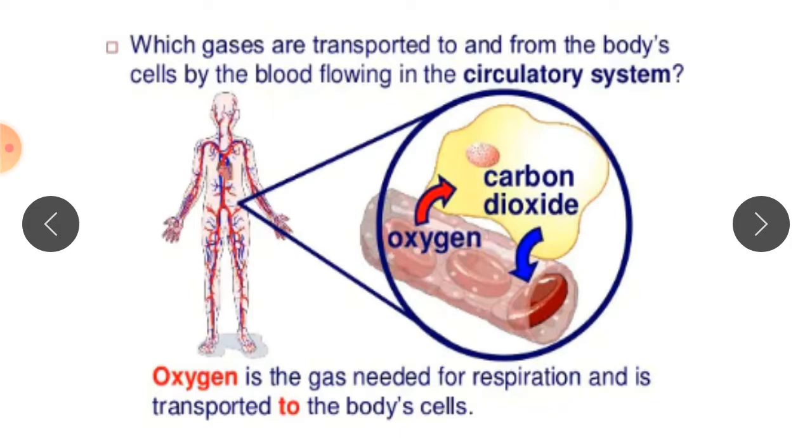Now the question arises: which gases are transported to and from the body cells by blood flowing in the circulatory system? Students, we know that we inhale oxygen and we exhale carbon dioxide. So oxygen is the gas needed for respiration and is transported to all the body cells. We take oxygen in and we exhale carbon dioxide.